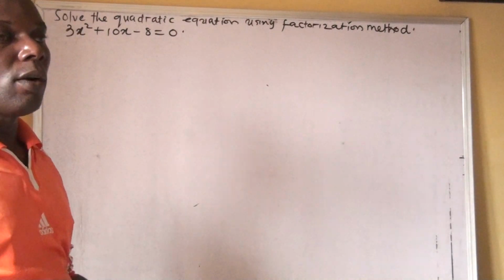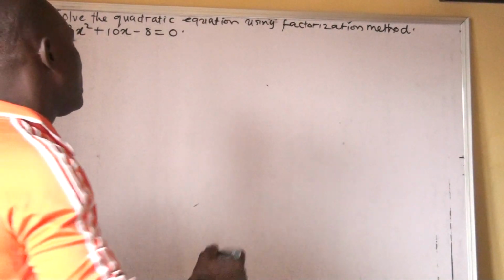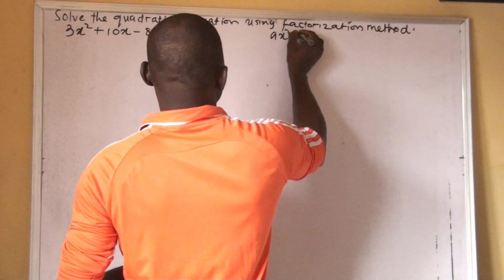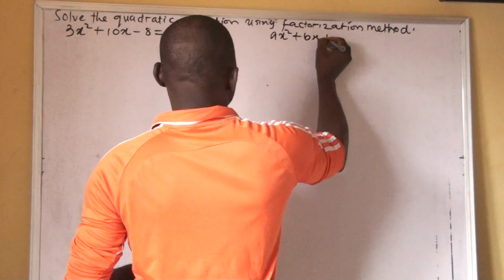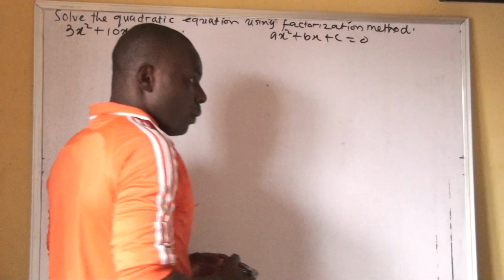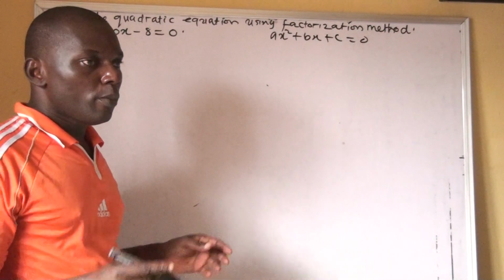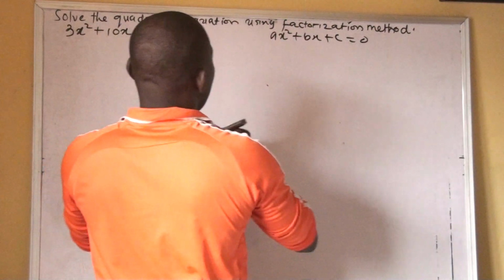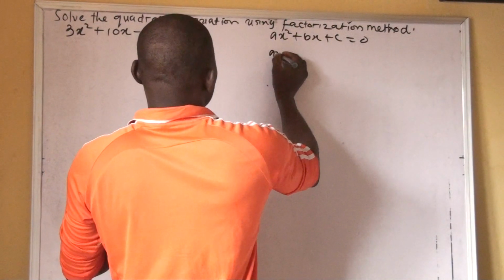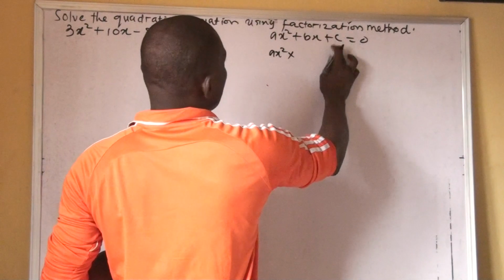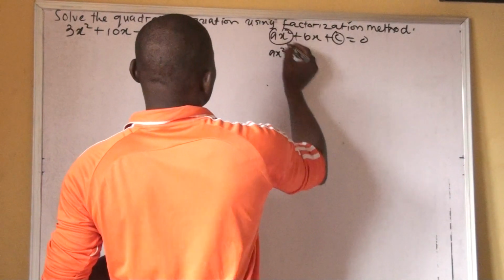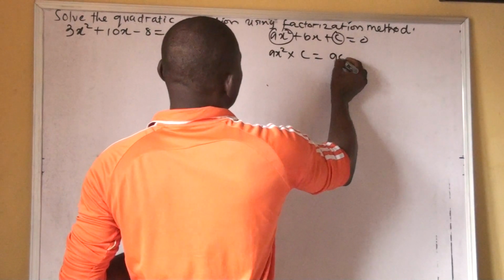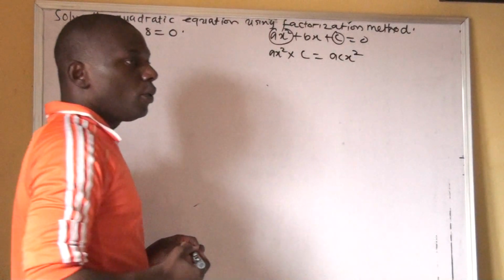Now, given a quadratic equation and we're asked to factorize, there are some steps that we need to follow. For this one, we have ax squared plus bx plus c equals 0, and we're asked to use the factorization method. The first thing to do is to obtain the product of the term containing x squared, ax squared, times the constant term, which is this term. Do for their product, that is ac. That's the first thing you do.